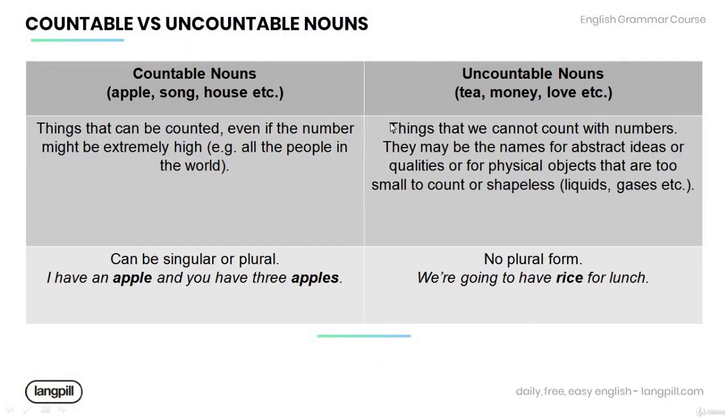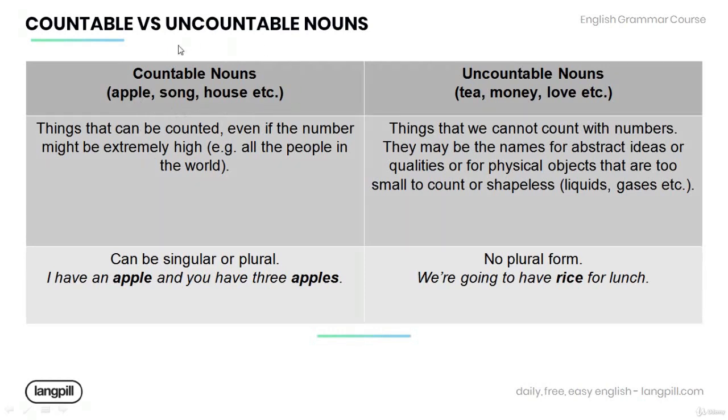Uncountable nouns, on the other hand, are things that we cannot count with numbers. Note that they may be the name for abstract ideas or qualities, or for physical objects that are too small to count or shapeless. For example, liquids, gases, etc. Other examples of uncountable nouns are tea, money, love, etc.